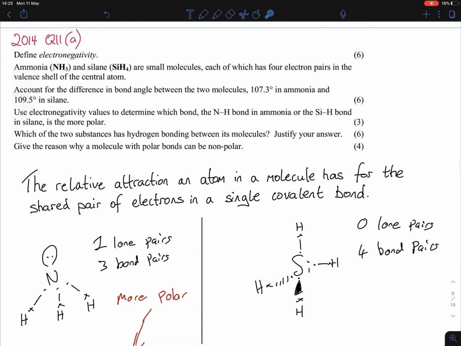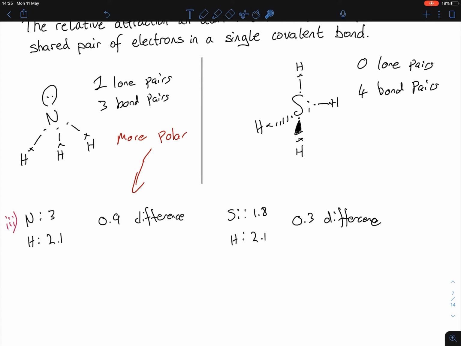Next: which of the two substances has hydrogen bonding between its molecules, and justify your answer? Now we've actually already done this, so we have an idea. For hydrogen bonding, you need hydrogen bonded to one of 3 elements: nitrogen, oxygen, or fluorine. And if we're looking at it, we have nitrogen here. And over here, we have no nitrogen, no oxygen, and no fluorine. So there is no hydrogen bonding over here.